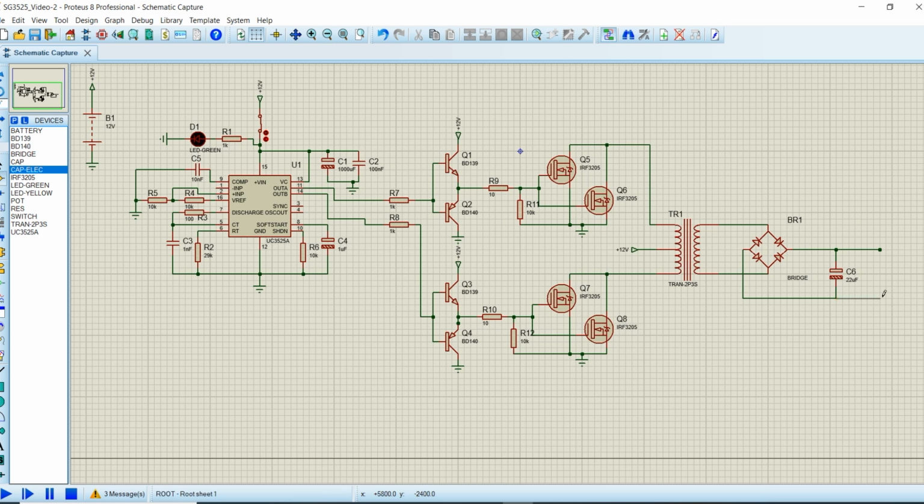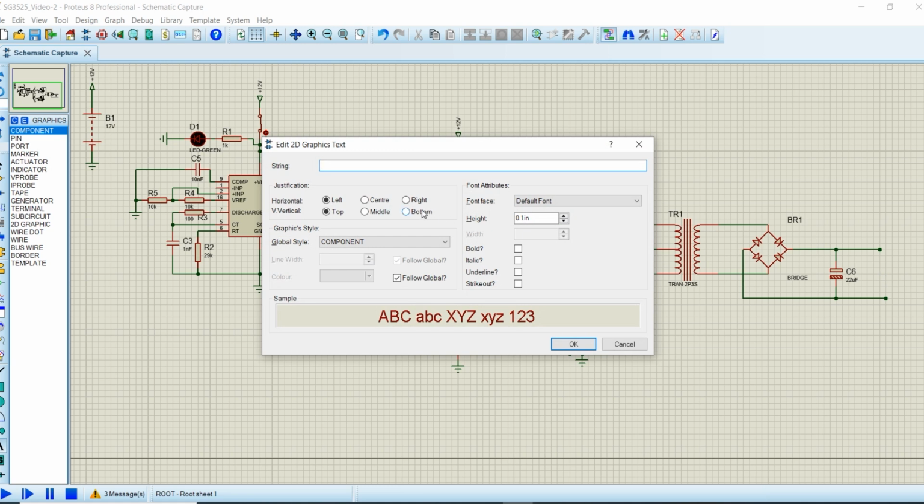I hope this step-by-step tutorial helps you design your own inverter with confidence and gives you a clearer understanding of how the SG3525 works in a practical system.